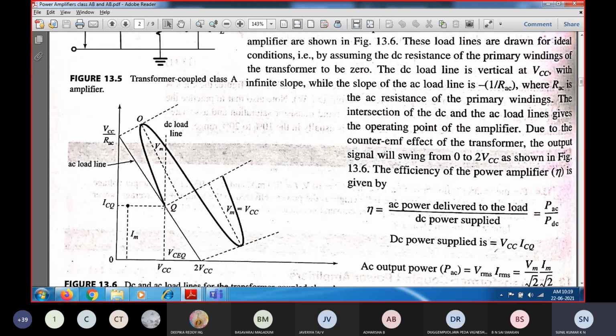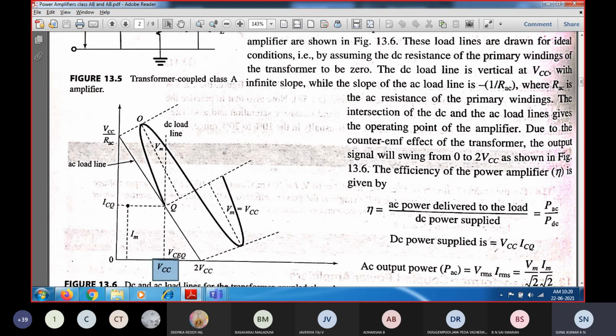Instead of the slanting lines in the previous case of the class A amplifier, you will get a vertical line, and the slope will be equal to infinity, that is, minus 1 by RL. So the DC load line will have a slope of infinity, and this is the operating point Q, this is the corresponding current that is flowing, and this is the corresponding voltage.